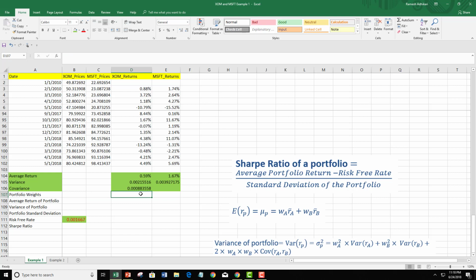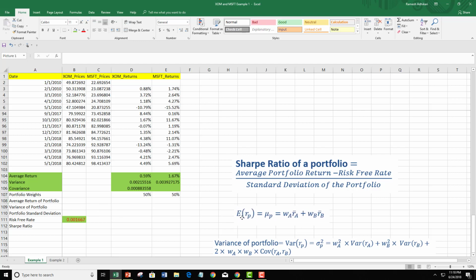So the question is asking us to assume 50% of the money is being invested in each stock. So I'm going to assume here 50% on XOM and 50% on MSFT, Microsoft. So now I can compute the average portfolio return.